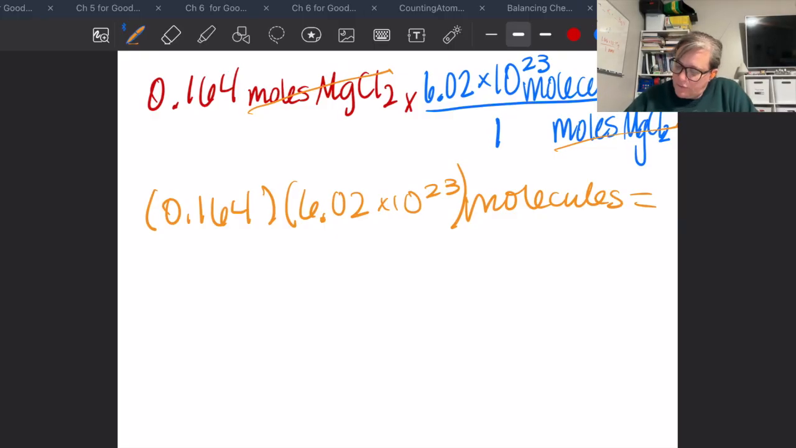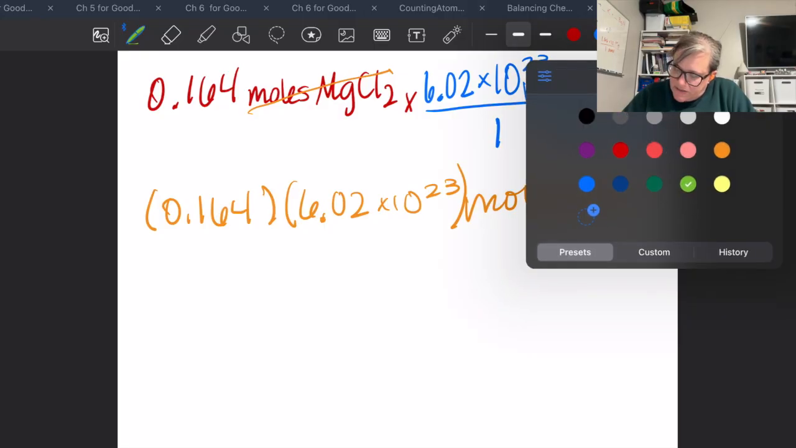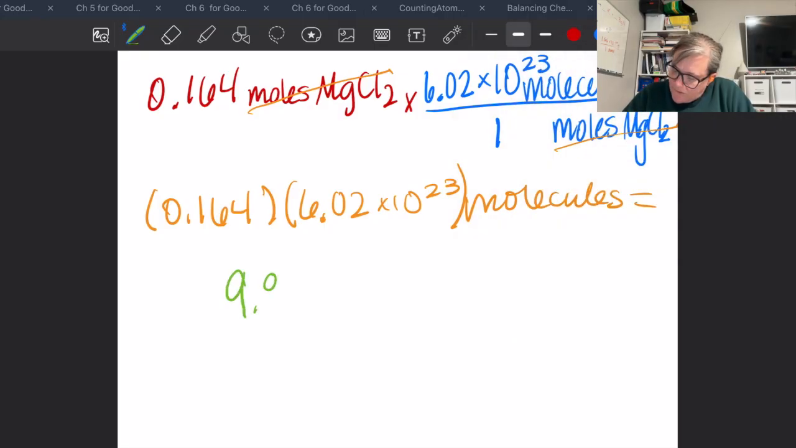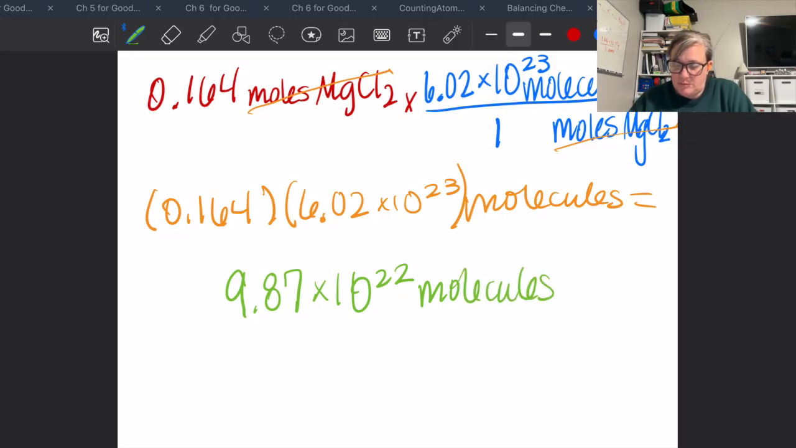So if we multiply that out, we're going to get 9.87 times 10 to the 22nd molecules, which is a smaller number than Avogadro's number, which we should get because this is a smaller number.